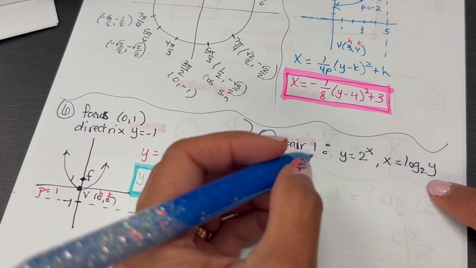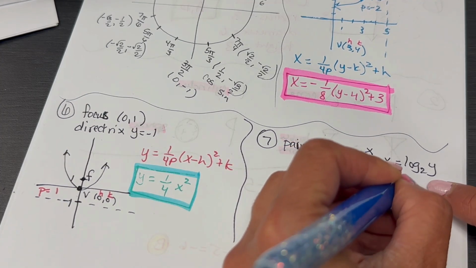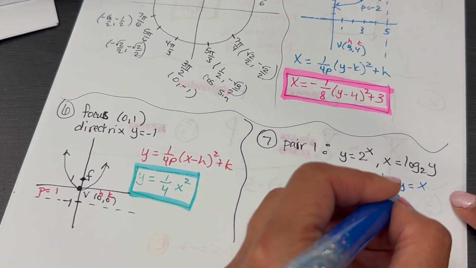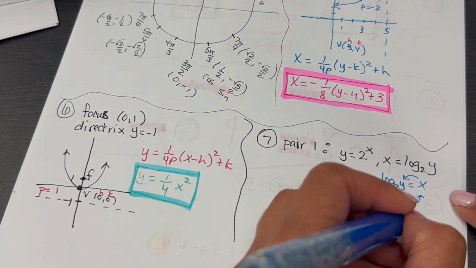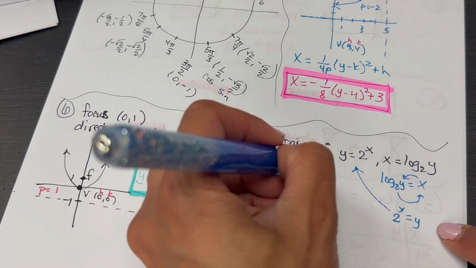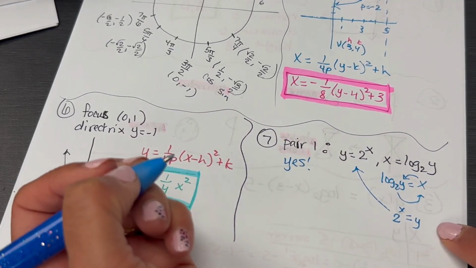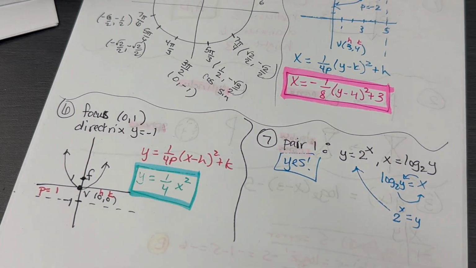So you have to do your roundabout. So I would start with the log one because we usually need the log on the left-hand side. So I'm just flipping it like a pancake. And then we do our roundabout counterclockwise. So that would be 2 to the x is equal to y. Well, that matches. So pair 1 is a yes. So you would type in yes in the box.